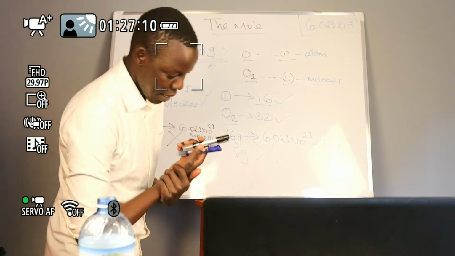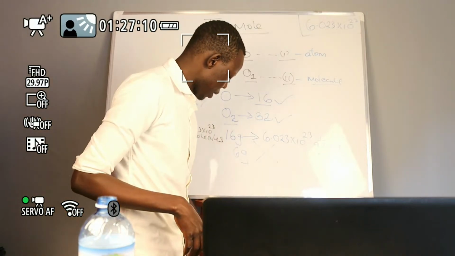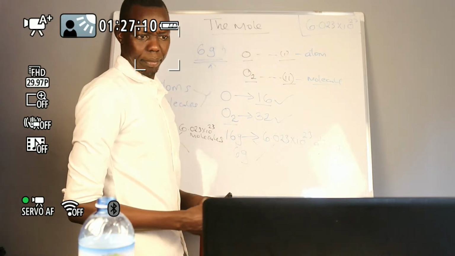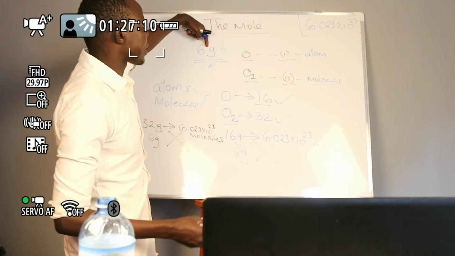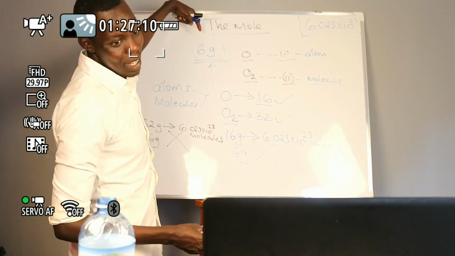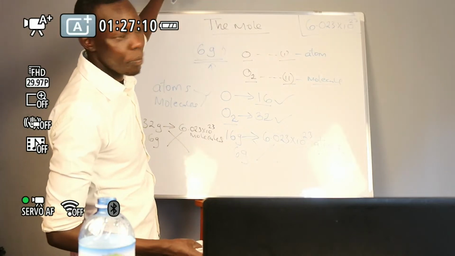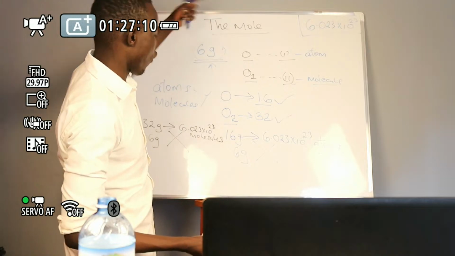Are we together? Good. Now, let me continue with my concepts this way. The examiner has given you mass, and told you: calculate the number of atoms of 6 grams of oxygen. Calculate the number of molecules of 6 grams of oxygen.